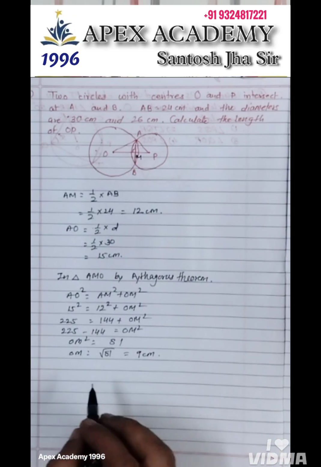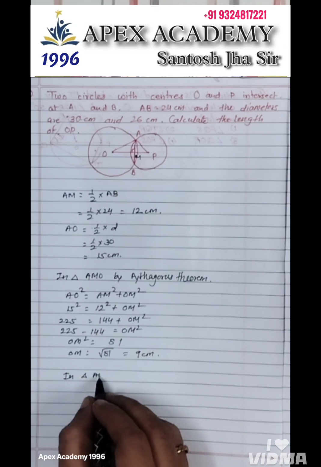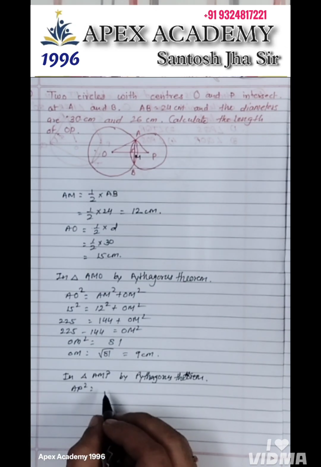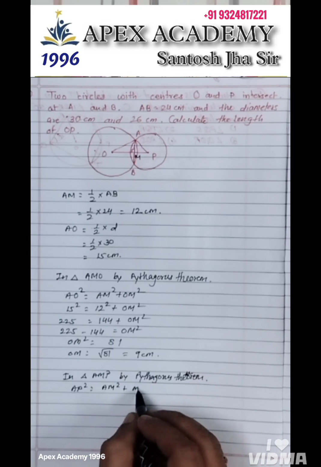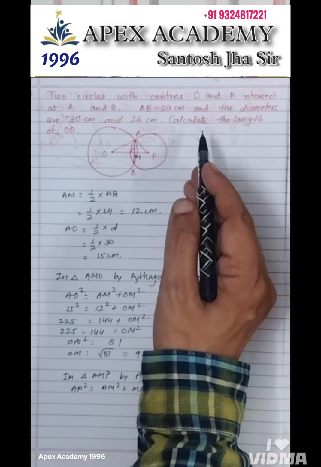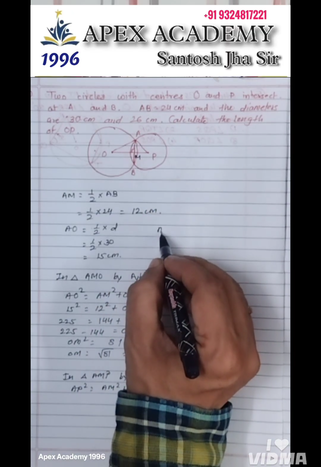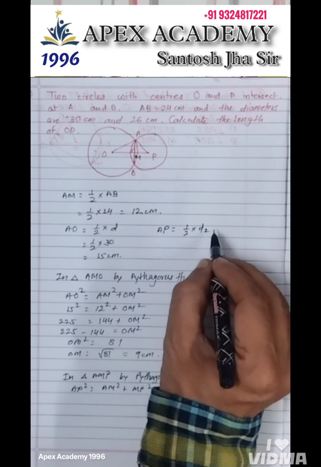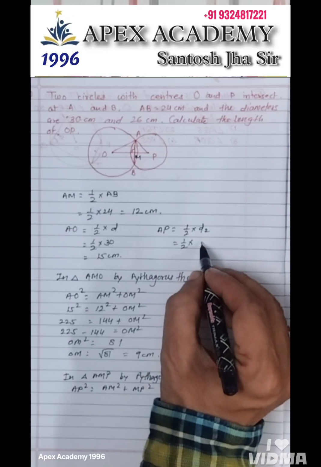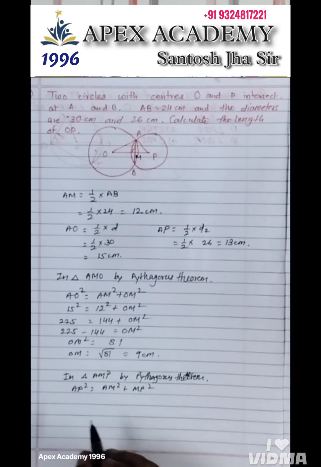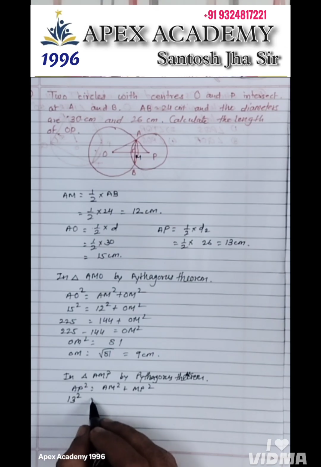Similarly, we'll find MP. So in triangle AMP by Pythagoras theorem, we'll get AP square is equal to AM square plus MP square. AP is the radius of the smaller circle. So we can find here AP is equal to half of D2, that is half of 26. So it is 13 centimeter. So AP is 13 centimeter.